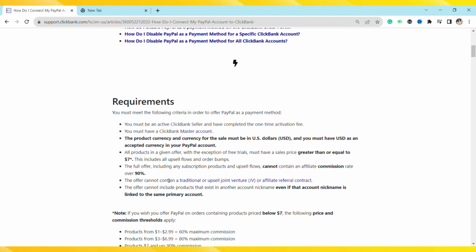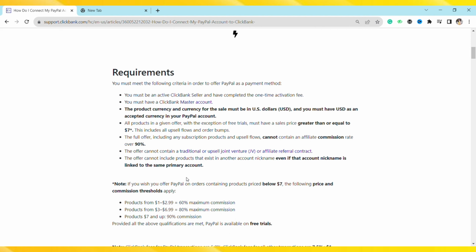The full offer, including any subscription product and upsell flows, cannot contain affiliate commission rates over 90%, and the offer cannot contain a traditional or upsell joint venture or affiliate referral contract. The offer cannot include a product that exists in another account nickname, even if the account nickname is linked to the same primary account. Once you fulfill all these requirements written right here, you can go ahead and connect your Clickbank account to your PayPal account.